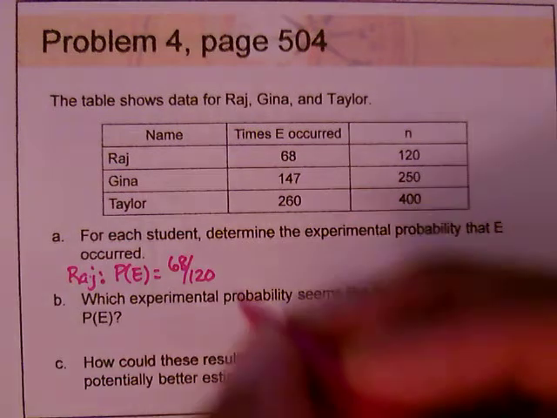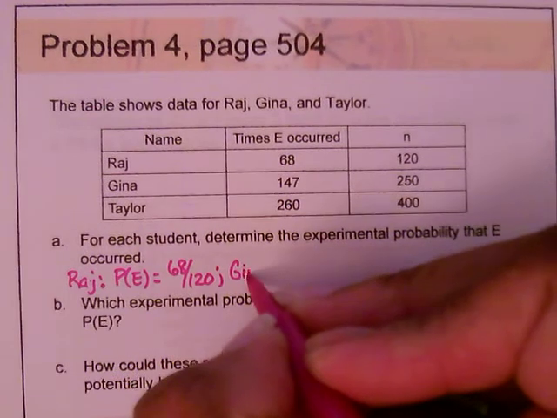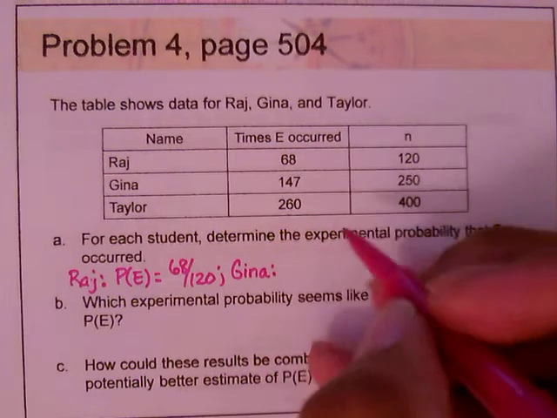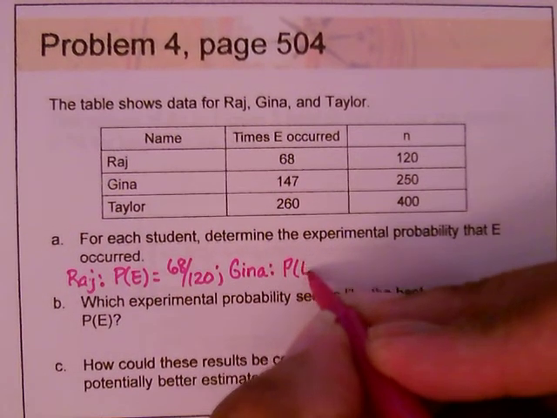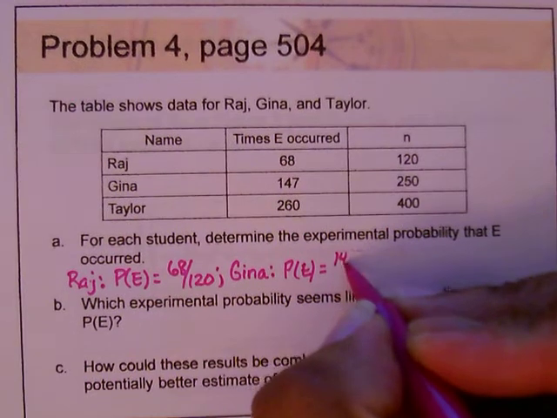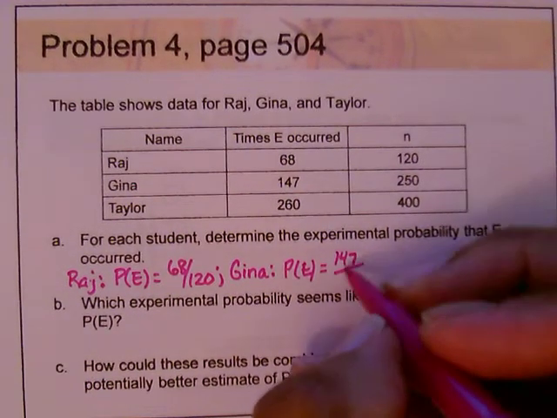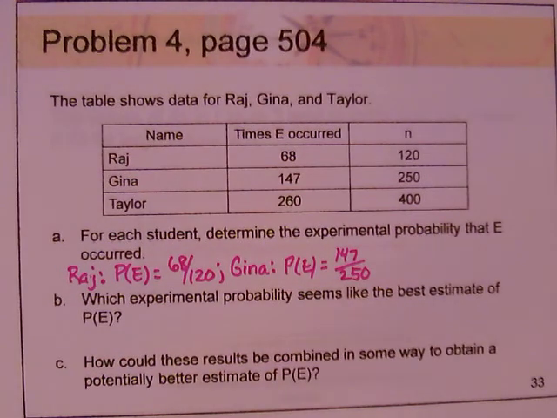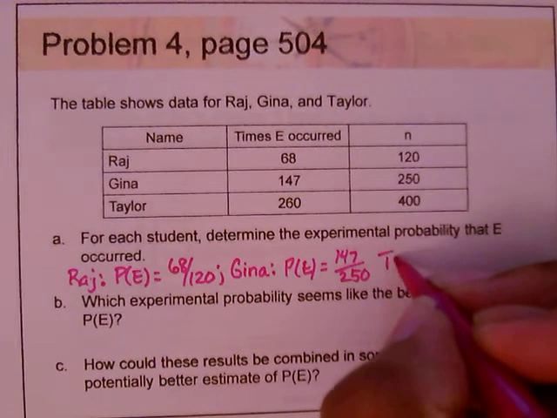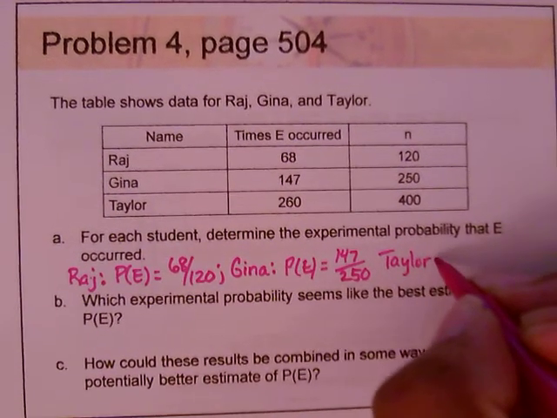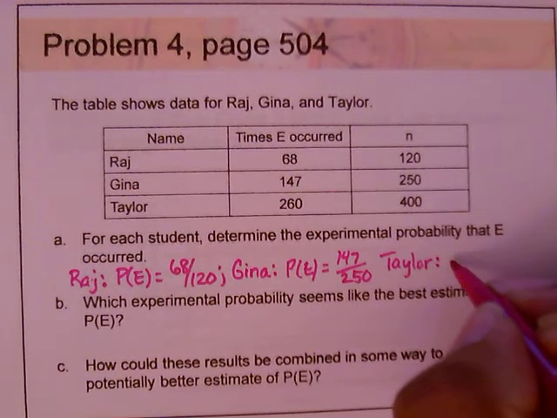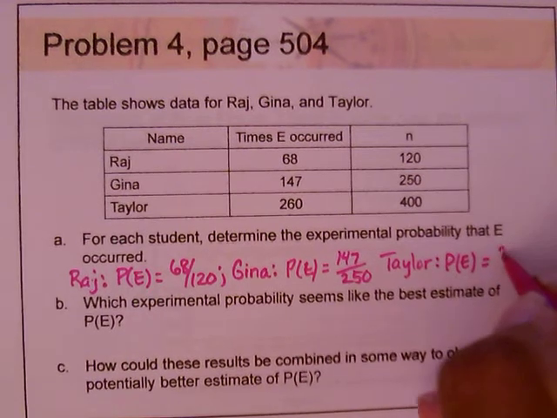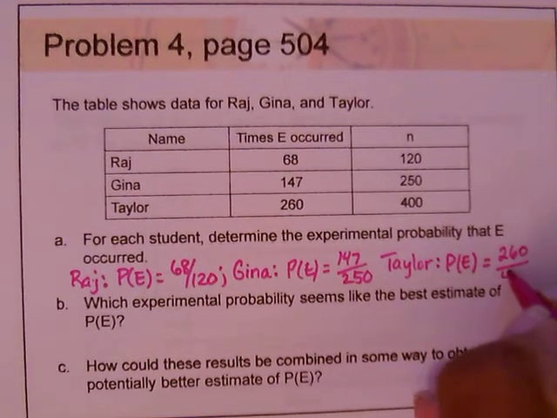Now, for Gina, the number of times her event occurred was 147, so the probability of event E was 147 out of 250. And then for Taylor, her probability for event E occurring, that's 260 out of 400. Okay.